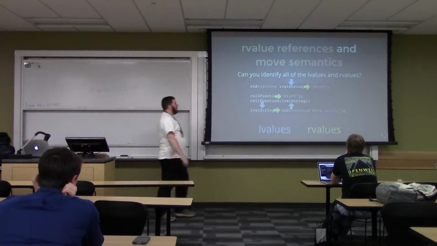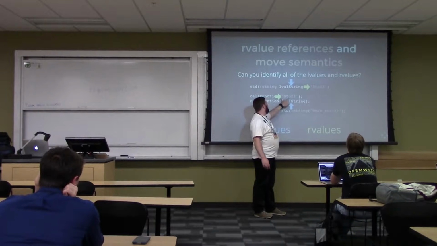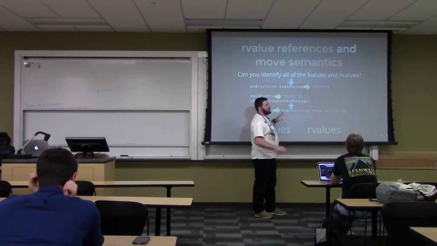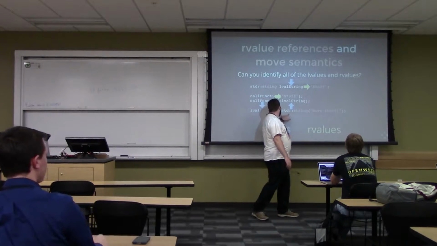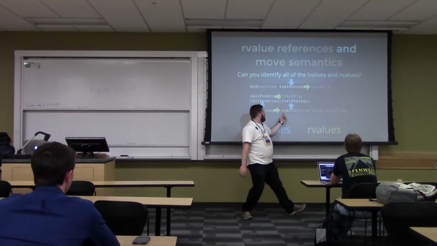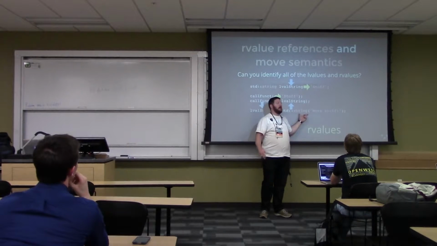As I kind of discussed, this is an R-value. This is an R-value, or at least it will be created into an R-value. This is kind of a constant value too, so that gets a little more complicated, but we'll pretend it's just a normal L-value for our purpose. This here, where we say standard string, this, that's actually going to create a standard string, which will be around for as long as this line needs to run, and then it will go away.